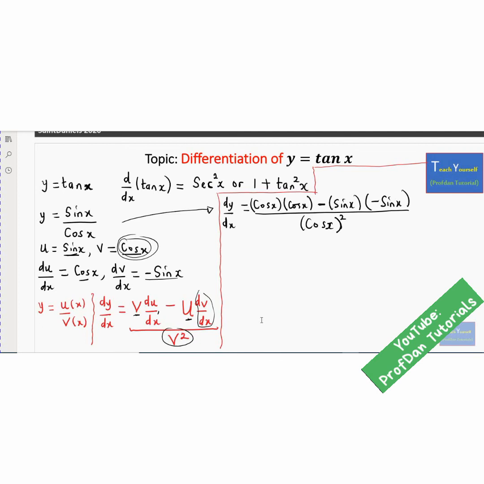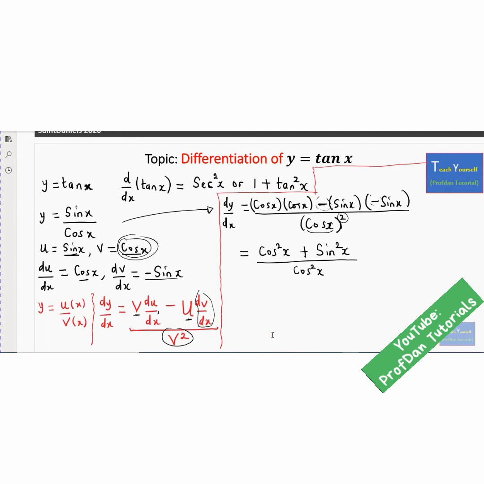Okay guys, so from here, what are we going to have? Cos x times cos x is written as cos squared x. This negative times this negative is going to leave us with positive, and sine x times sine x will give you sine squared x, all divided by cos x all squared, which means multiplying cos x two times will also give you cos squared x.